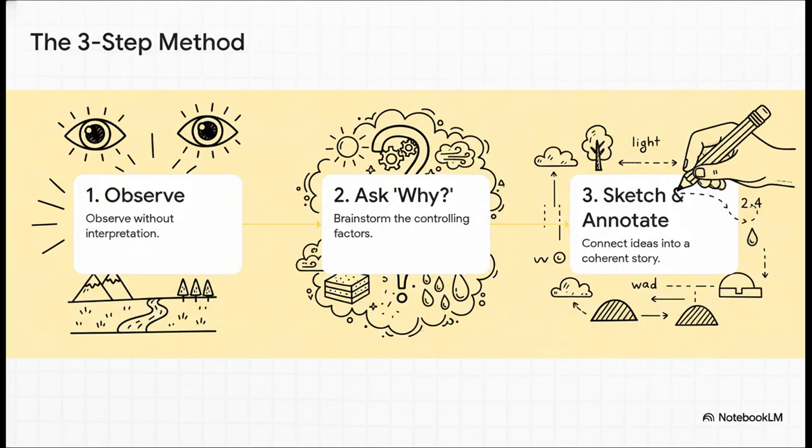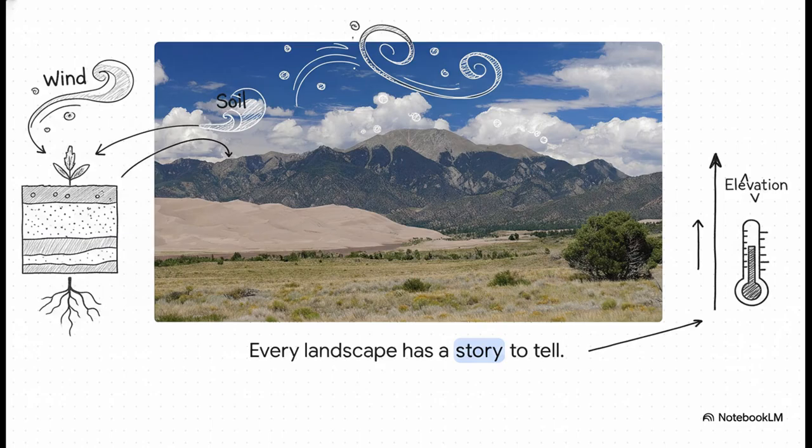First, you observe the what without jumping to conclusions. Second, you ask why, and you brainstorm the controlling factors. And third, you sketch and annotate to connect all your ideas into one coherent story. Let's just go back one last time to where we started. It's the same beautiful picture, but now you see it differently, don't you?